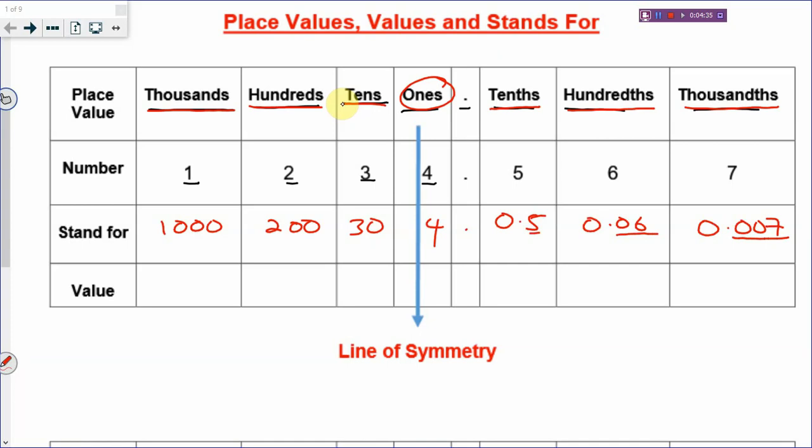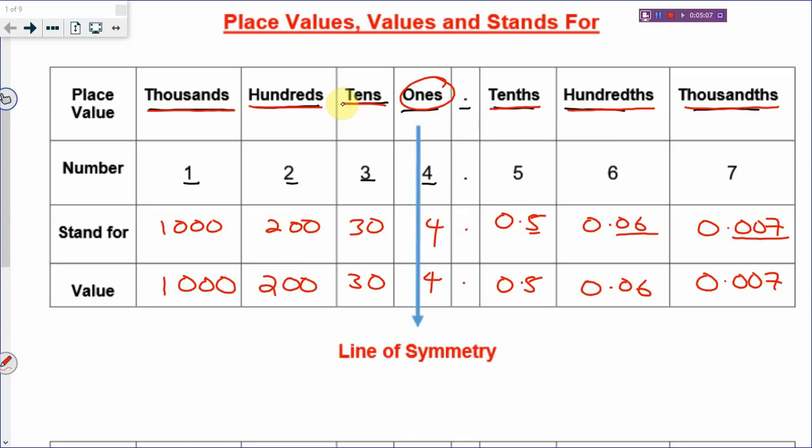Alright, how about the value? Now value is the same as stands for. You also have to write in numeral. So what's the value of the digit 1? 1000. What's the value of the digit 2? 200. And digit 3? 30. What's the value of the digit 4? That will be 4. Alright, so these are called values. And then what is the value of the digit 5? 0.5. And what's the value of the digit 6? 0.006. And digit 7, 0.007.